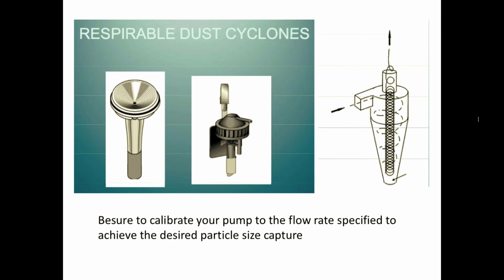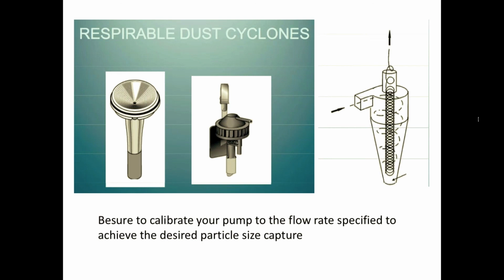These are designed so that particles over a certain size are captured and fall out into this little collection device at the bottom, this little plug at the bottom. Particles bigger than 10 microns will be captured and fall out here. Particles smaller than 10 microns will continue along and be captured by your filter. This is called a cyclone.